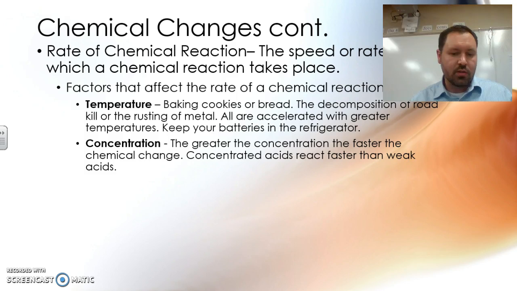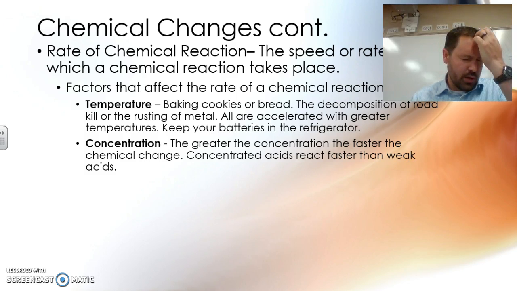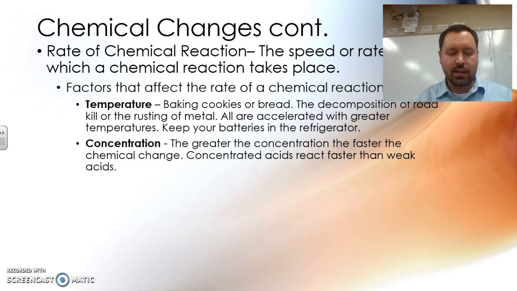So when I say concentration, if you have a really, really dilute acid and you pour it on a metal, not a whole lot's going to happen. Maybe over a long period of time, you'll get a little bit of a reaction. But if you have a very highly concentrated acid, a very, very strong acid, and you pour it on metal, you're immediately going to see bubbles. You're immediately going to see some gases given off. It depends on the concentration. So the higher the concentration, the faster the chemical reaction.